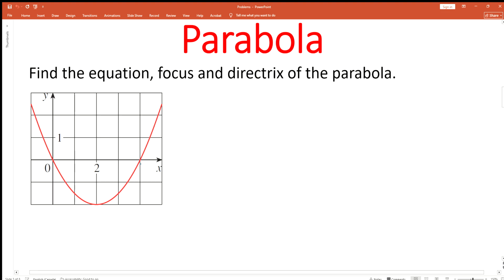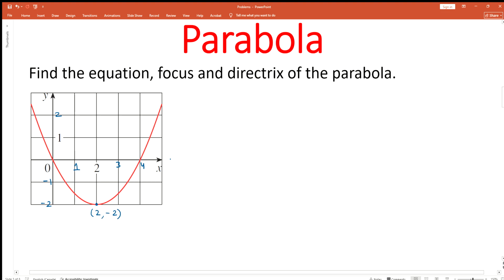Let's analyze the scale on the x and y axes. As per the given scale on the x and y axes, 1 square is equal to 1 unit. So we can label the numbers. As we can see in this graph, the vertex of this parabola is (2, -2).